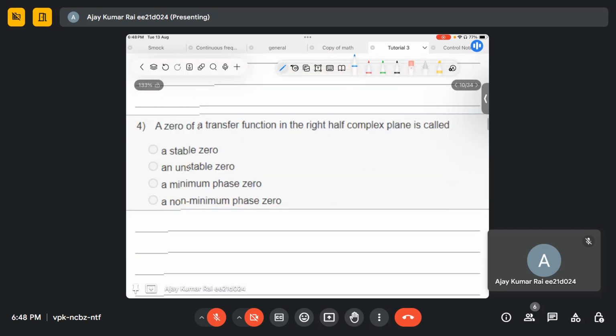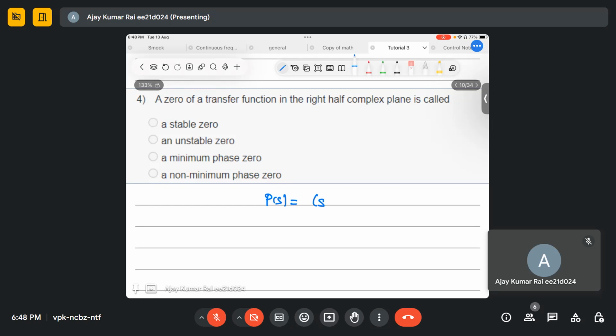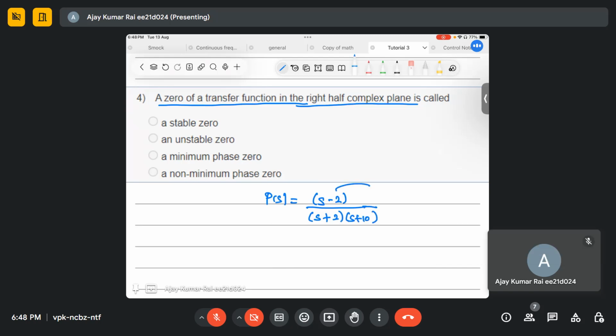Okay, let me go to the next question then. Zero of transfer function in the right half complex plane is called. If you see, the transfer function will have something like, let me give you an example. A zero of a transfer function in the right half plane. So I can say this one. You can say it is s plus 2 and s plus 10, I don't care. So you see, the zero is in the right half plane of the complex plane.